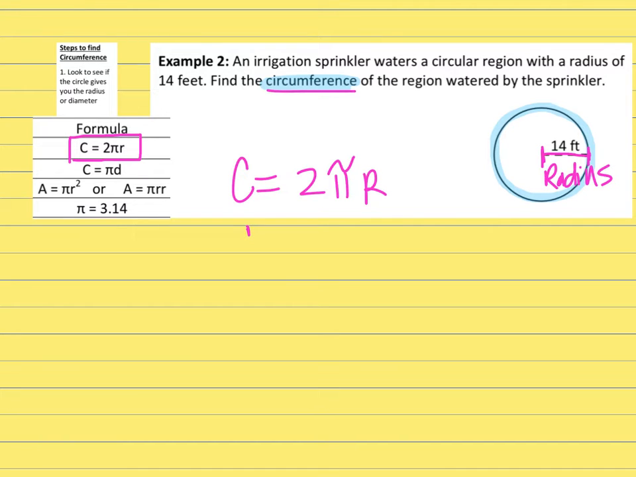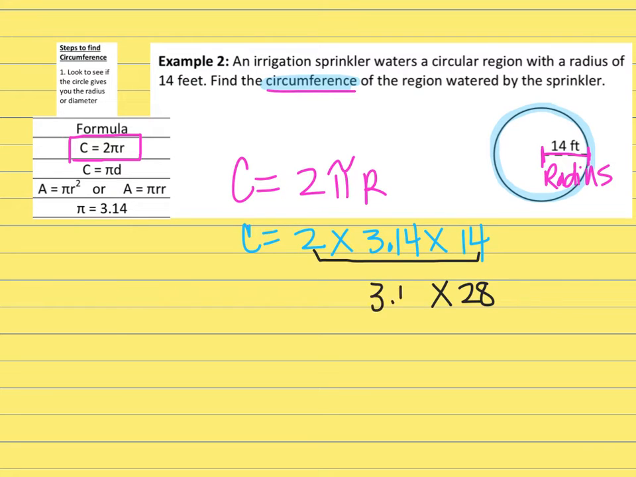2 stays the same. It's just a regular 2. Then everything's squished together, so that means multiply. 2 times pi, we're using 3.14. And then also times radius, and then in this question, the radius was 14. It doesn't really matter what order we do these numbers in, so what I'm going to do is I'm going to go ahead and do 2 times 14. If you would rather do 2 times 3.14, you can, but 2 times 14 is 28, so I'm just going to go ahead and do that part, and then bring down my 3.14.